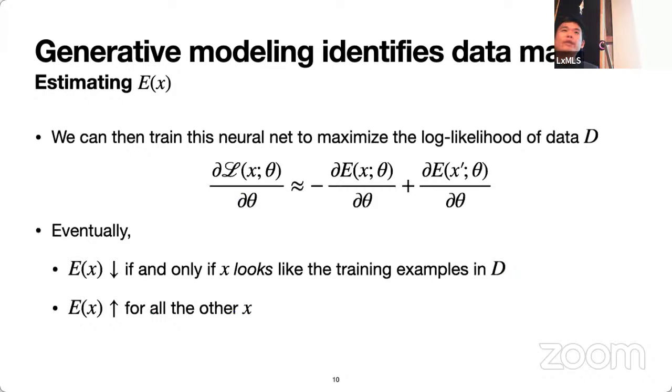So we can now train it using stochastic gradient descent, and that's exactly what everyone knows how to do these days, using tons of GPUs and whatnot. Eventually, what we end up with is that this energy function is going to be lower if and only if the configuration X looks like one of the training examples in the training set D. And everywhere else, the energy value has to be really high. That is the goal.